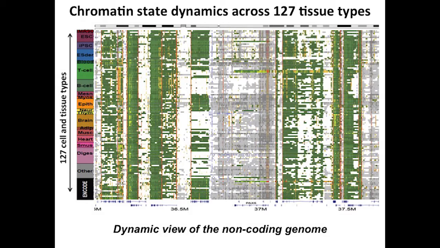What's a feature that you notice? You notice that transcribed regions are quite dynamic, so this thing turns on and off in different cell types. You see that promoter regions are quite stable. Even when the gene is off, the promoter appears to be on, which is kind of interesting.